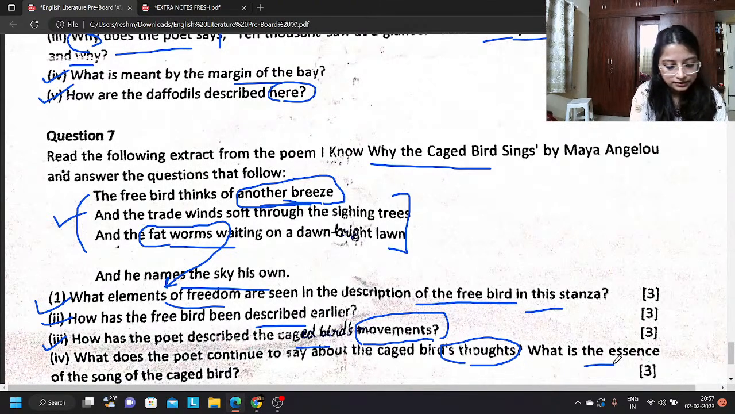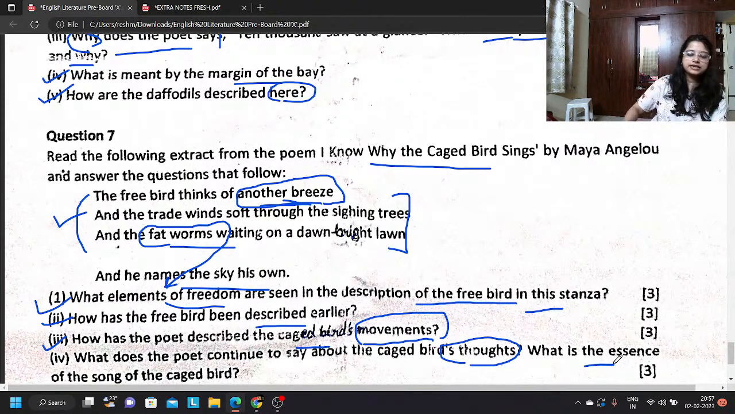So that is the essence of the song. Okay. Anything from question number 4 that you want to ask? I'll wait here. If you have to ask anything till question number 4, tell me, then we will move to the last question from the caged bird.